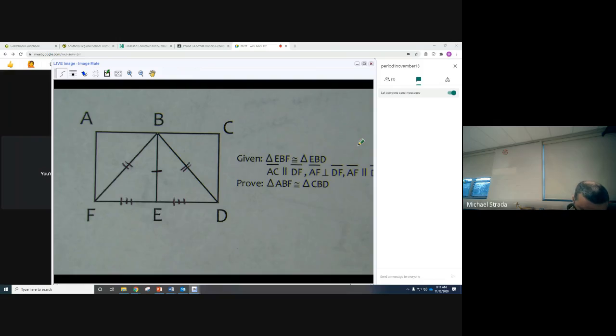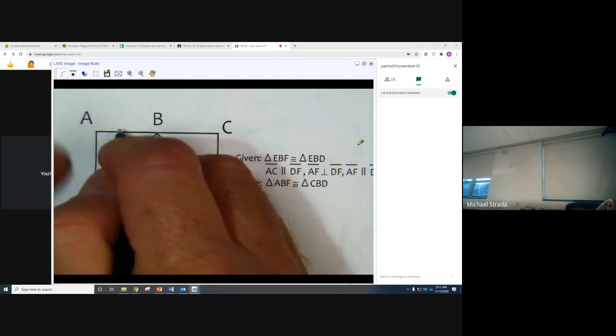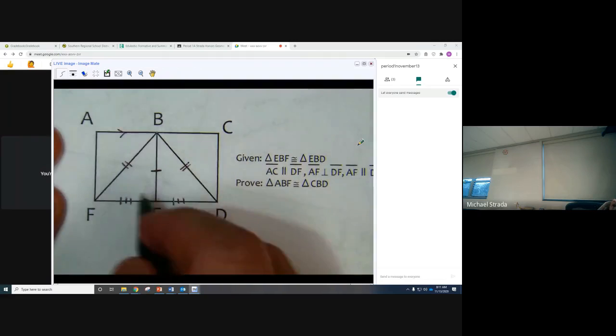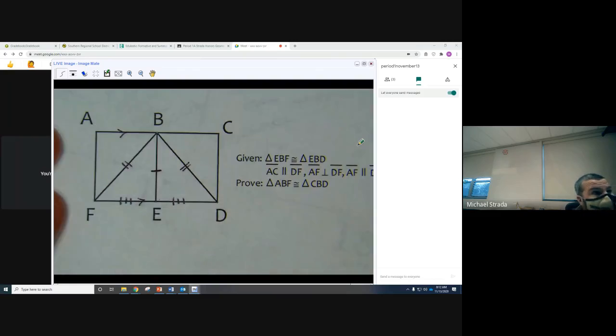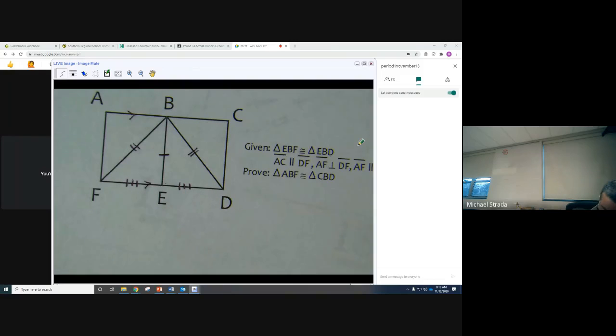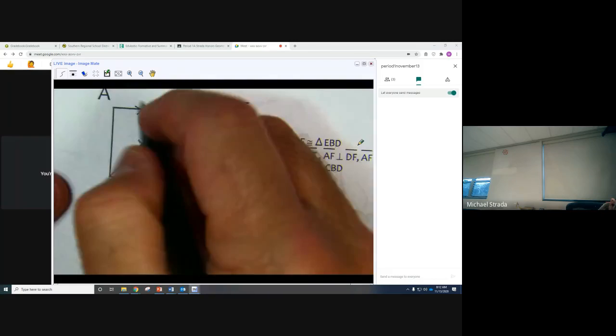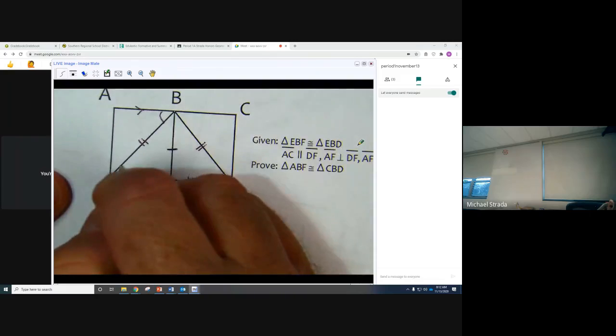Everybody's good with that part of it. Now we're trying to prove ABF is congruent to CBD, the outside triangles. So AC is parallel to DF. As soon as you see parallel lines, ladies and gentlemen, you should think of what? Alternate interior angles.